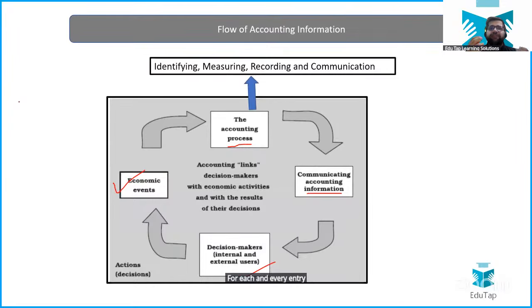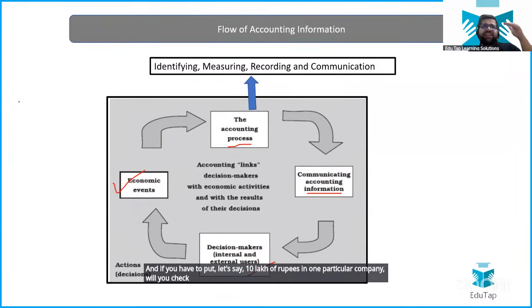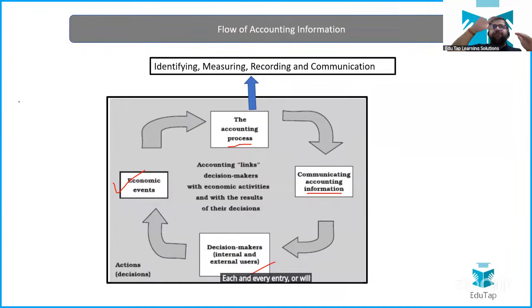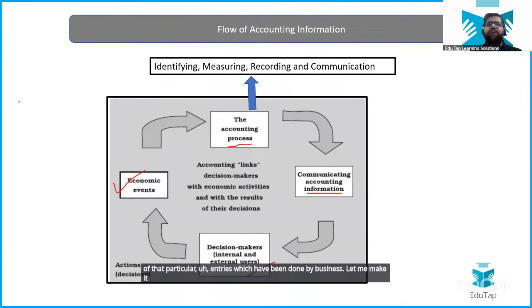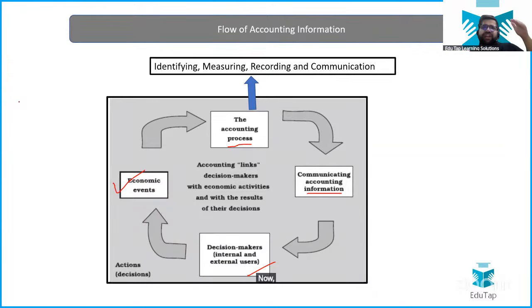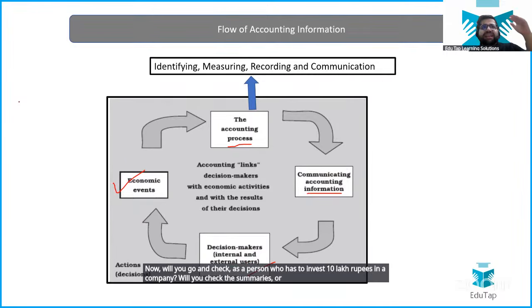But tell me, if you have to make a decision and put, let's say, 10 lakh rupees in one particular company, will you check each and every entry or will you check the summary of the entries which have been done by the business? Let me make it more clear. If there are thousands of economic events, will you, as a person who has to invest 10 lakh rupees in a company, check the summaries or each and every entry one by one? You will check the summary, right?